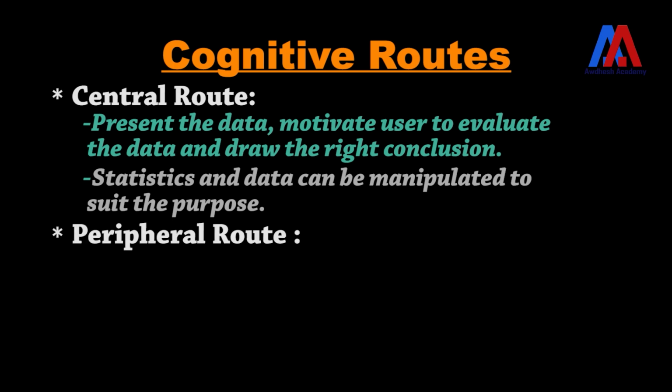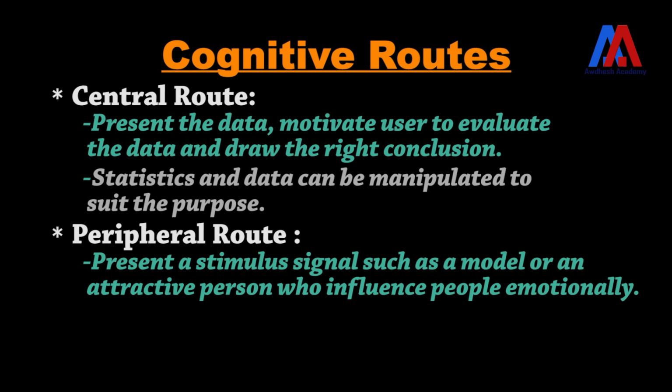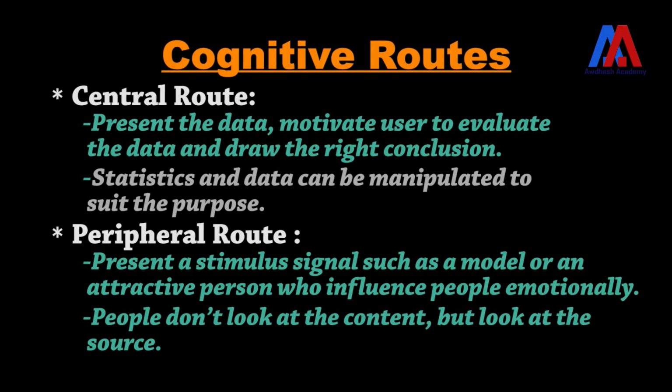The second is called the peripheral route. The peripheral route means you present a stimulus signal such as a model or an attractive person who will influence the person emotionally. You must have found that in most of the cases, some attractive model, some trustworthy person is giving a message, and we tend to believe the message because we are swayed by the attractiveness of the person. In that case, people don't look at the content, people look at the person or the source of the message, and they are persuaded by the person.